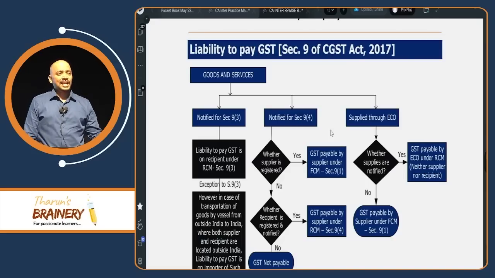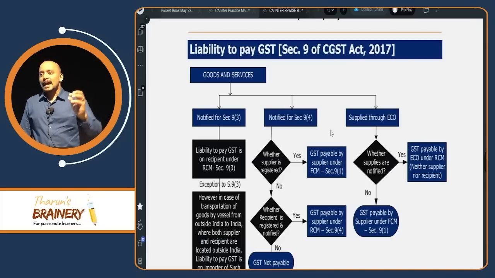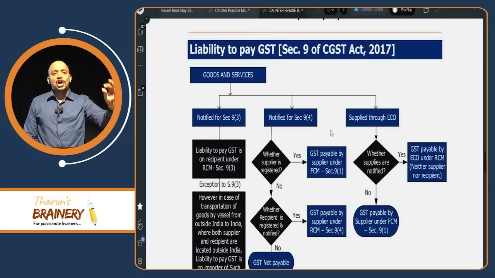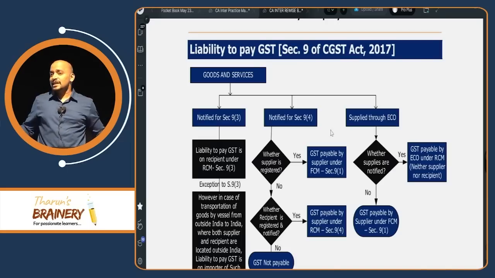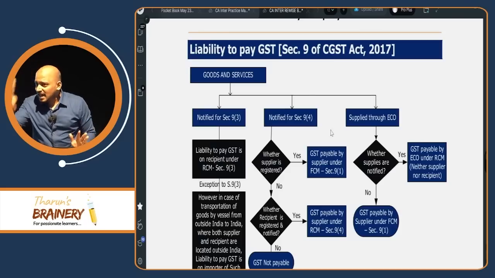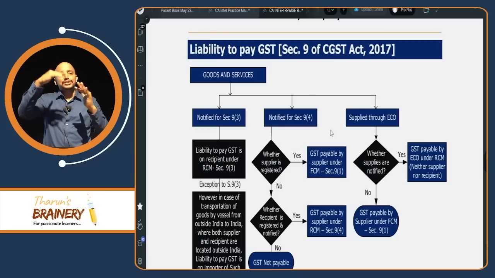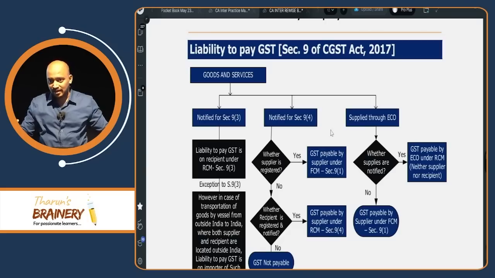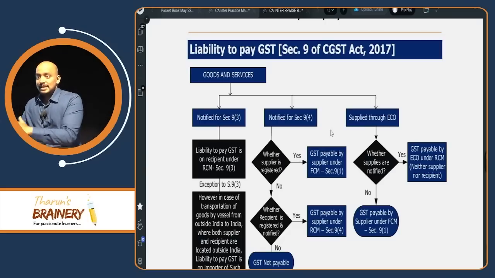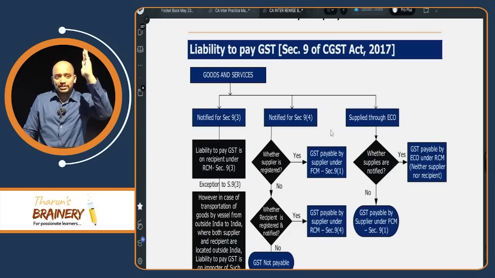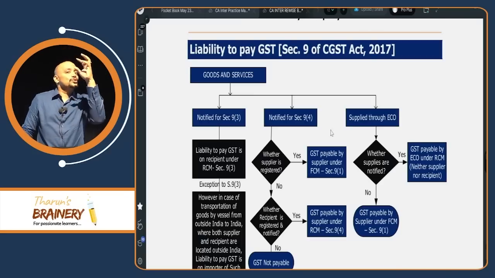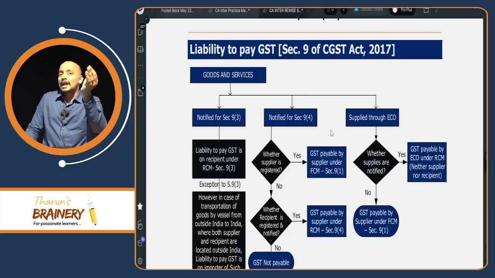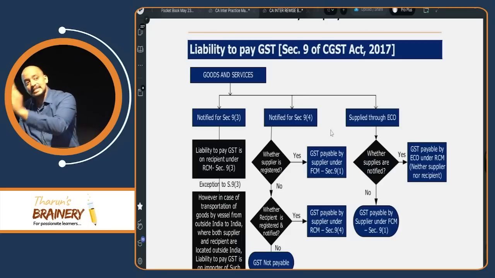So as per section 9, subsection 1 and subsection 2, liability to pay GST to government is on dash, supplier or recipient? Supplier. So generally it is FCM, but in 3 cases liability to pay GST to government is not on supplier but on some other person. In case of 9 subsection 3, there are some notified goods and services. For those notified goods and services, liability to pay GST is on recipient.